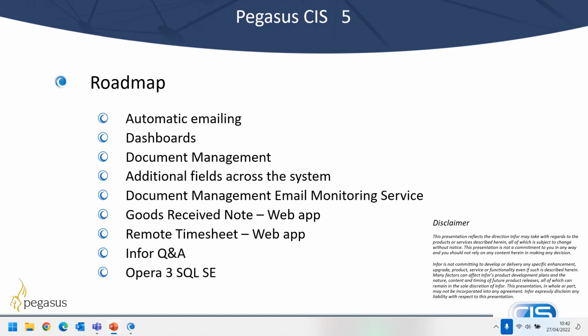Initially, Pegasus CIS 5 won't link into Opera 3 SQL SE. This will be addressed in the next main release of Opera 3 SQL SE, which is currently scheduled for August, September. When that version becomes available, it will have the links into Pegasus CIS 5. And we think that's quite important because customers, if they're going to go to a SQL version, might say, I want a SQL version of Pegasus CIS 5, but I also want the SQL version of Opera 3.